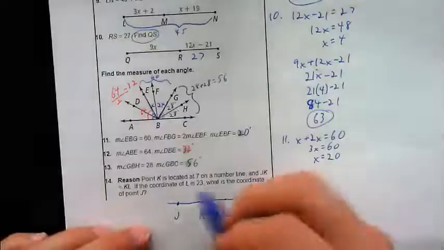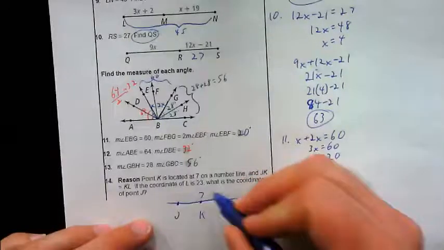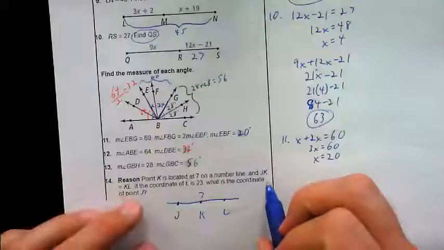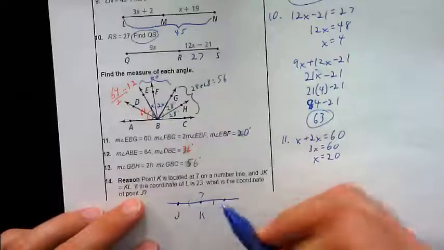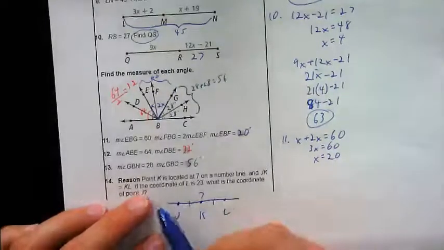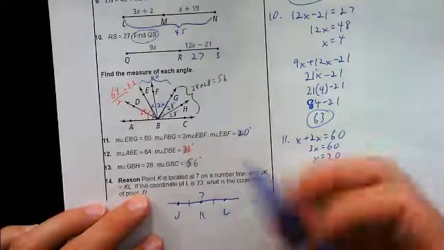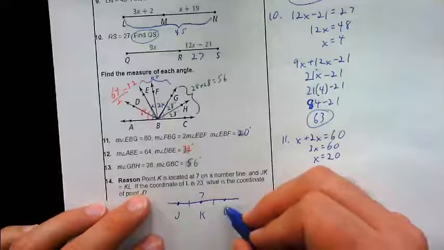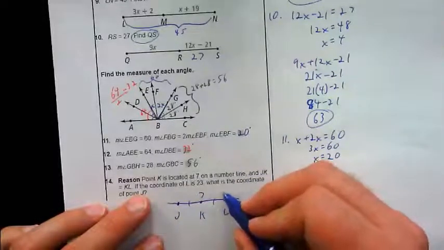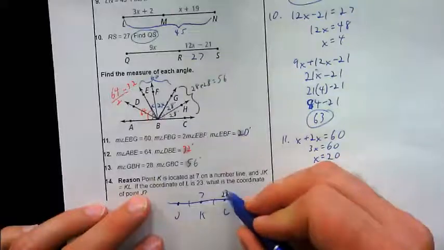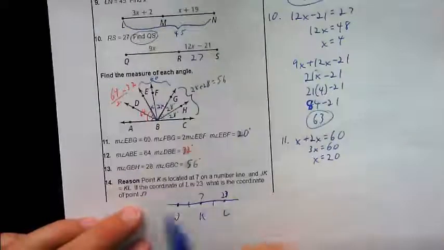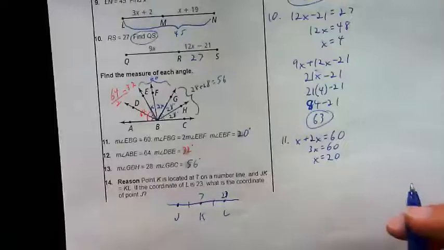And it said K is at 7. It said these two are congruent, or equal. If the coordinate of L is 23, what's the coordinate of point J?